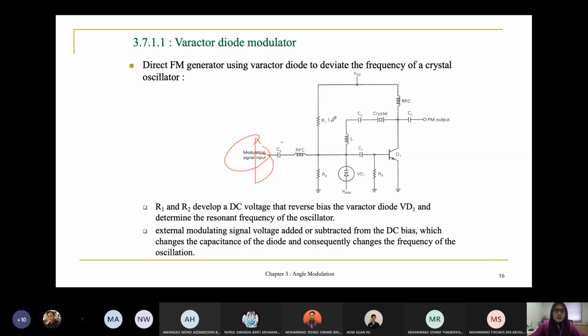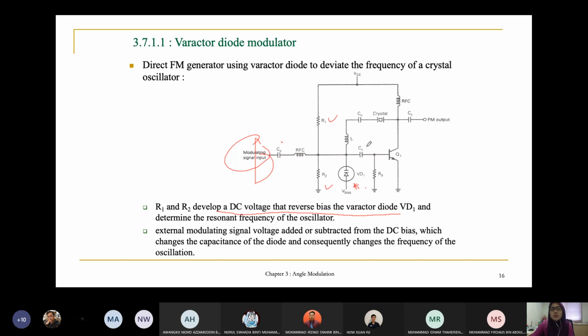and in the circuit you have R1 and R2, whose function is to develop a DC voltage that will reverse bias the varactor diode VD1. It will actually determine the resonant frequency of the oscillator. The external modulating signal voltage is added to or subtracted from this bias, which changes the capacitance of the diode and consequently changes the frequency of the oscillation.